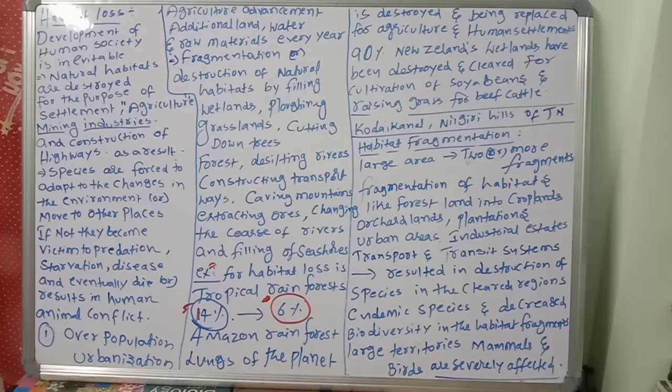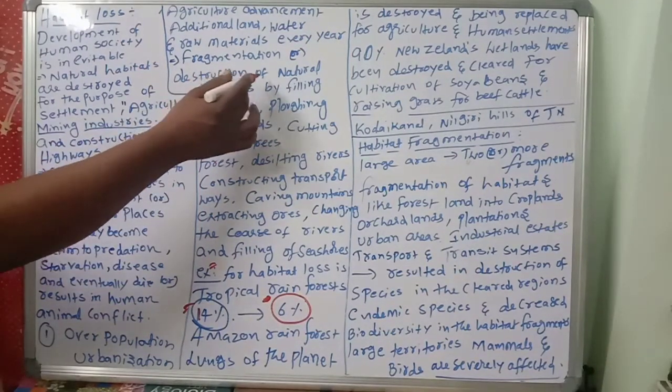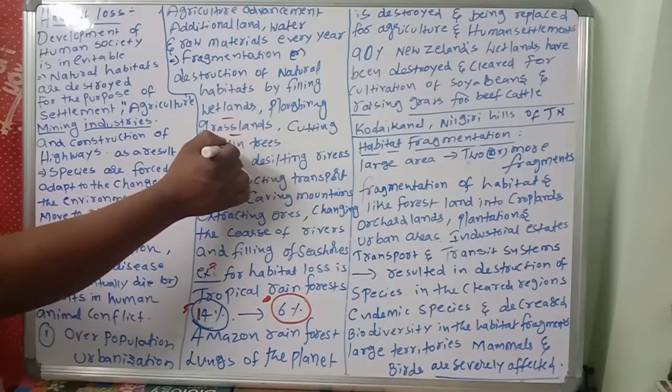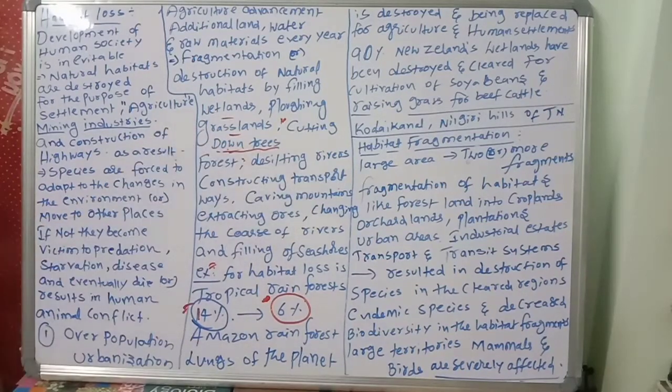You can understand how the loss is going on right now. What are the main reasons? First, destruction of natural habitats by filling wetlands, plowing grasslands, and cutting down forest trees. That is all that happened here. Cutting down trees reduced the forest from 14% to 6%.